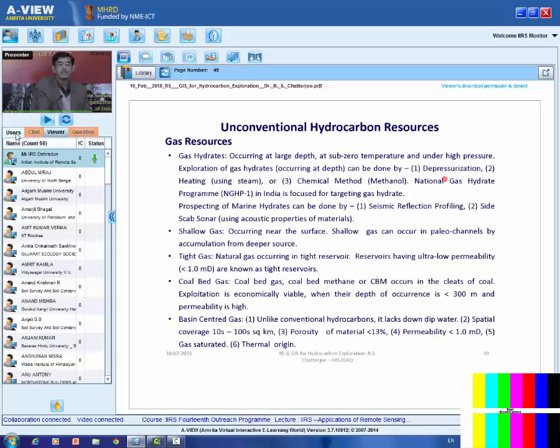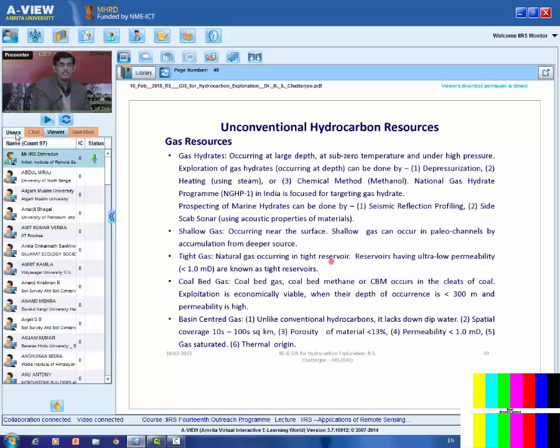So exploration of gas hydrate: you follow procedures like depressurization by steam, then chemical methods, and there is a National Gas Hydrate Program in India that focuses on targeting gas hydrate. Then shallow gas occurs near the surface. Shallow gas can occur in a paleochannel also, so mapping paleochannels is very important in some cases. In a paleochannel, this shallow gas can accumulate. A paleochannel can be identified using radar data, because radar data relates to surface cover material. So this is a kind of strategy we can adopt.